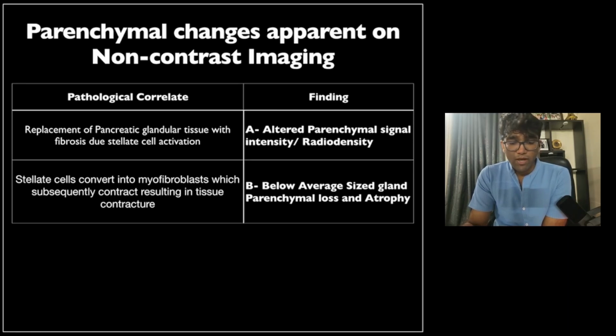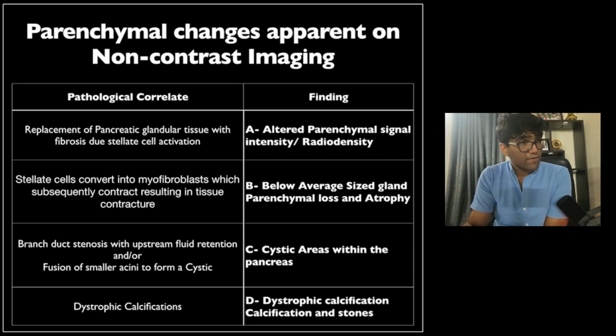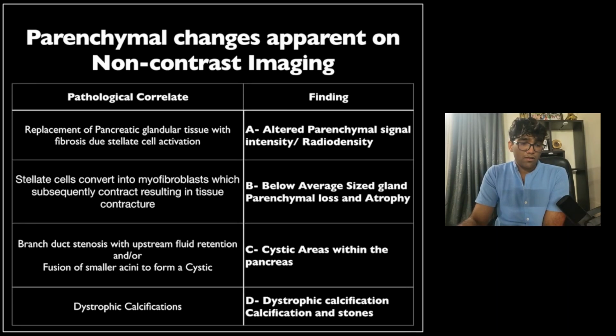These stellate cells then convert into myofibroblasts, and this was something that we had highlighted in contradistinction to autoimmune pancreatitis, particularly IgG4 related autoimmune pancreatitis, because these myofibroblasts subsequently contract, resulting in tissue contraction. So there is a below average size gland, that is there is parenchymal loss and atrophy. Then we have branch duct stenosis with upstream fluid retention and/or fusion of smaller acini to form cysts. So these are small cystic areas within the pancreas, which could be, as I discussed previously, due to obstruction of the opening of the ducts into the main pancreatic duct, or due to fusion of smaller acini. And finally, we can have dystrophic calcification. Specifically, this results in calcification within the parenchyma and stone formation. So coming to it one by one.